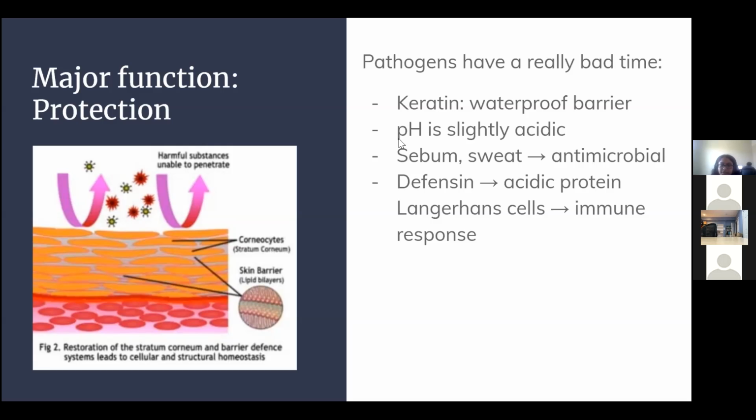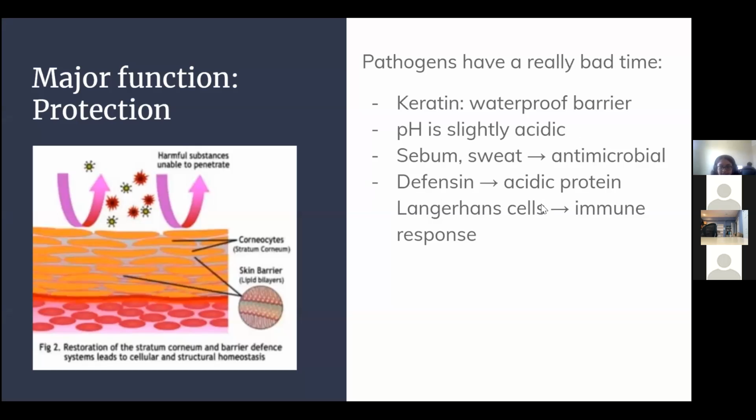Another thing is that the pH of the skin is kind of acidic, and what this does is it destroys the proteins that surround the pathogen, so it's less likely to pass through and cause an infection. Another thing is sebum and sweat. I'll talk about this more in depth in the next lesson, but they also have enzymes that break down pathogens. Another thing is defensin. This is a protein that has a similar function to the things inside sebum and sweat.